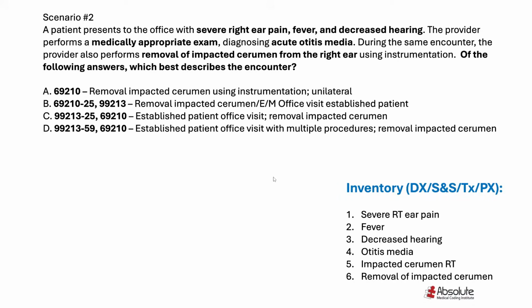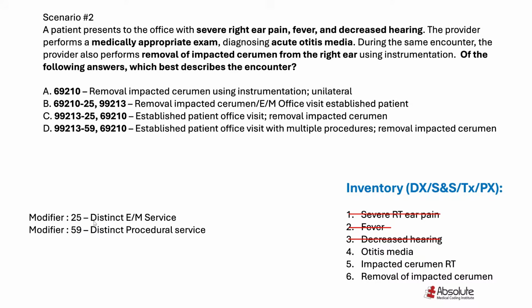So I'm going to go ahead and get rid of those diagnoses or those signs and symptoms that are integral or related to diagnoses on this list. So that's severe right ear pain, the fever, and the decreased hearing are all related to otitis media. And that impacted cerumen, that's essentially wax, so earwax. Since they're related, they have to go. And we're just going to focus our attention on these answers, specifically these modifiers.